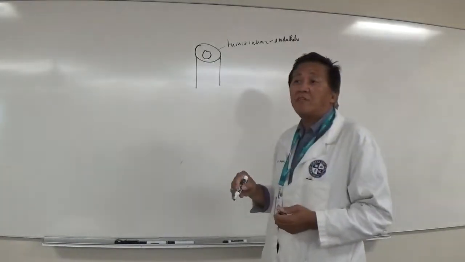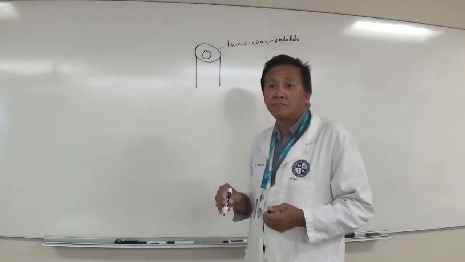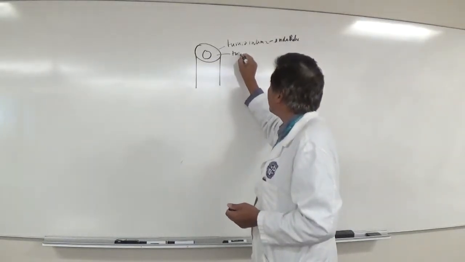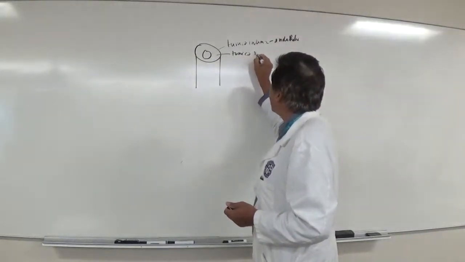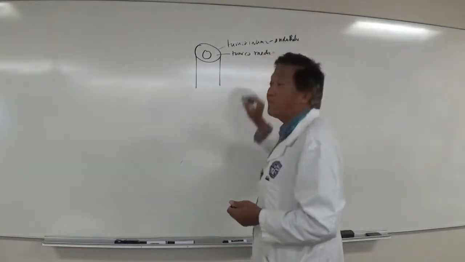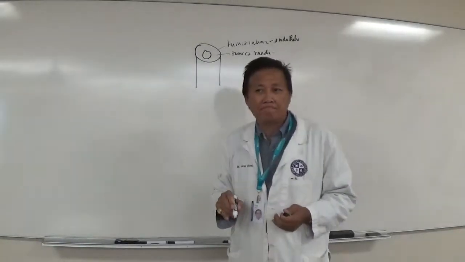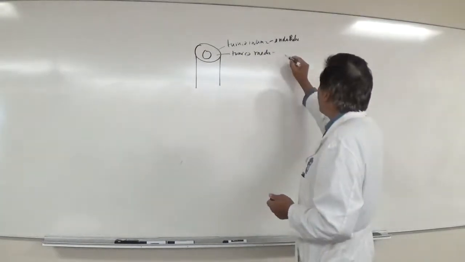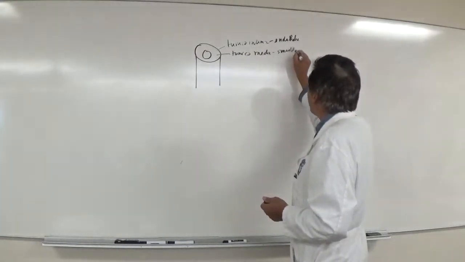What's the next layer after the tunica intima? Tunica what? Media. And does anybody know what is found in the tunica media? What? Smooth muscle. Very good. So smooth muscles.